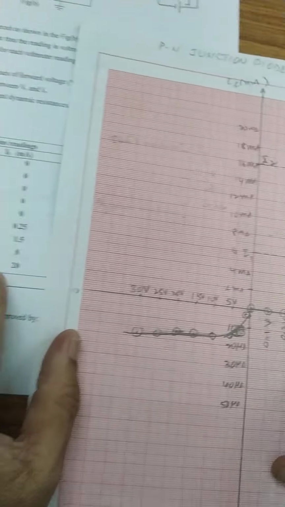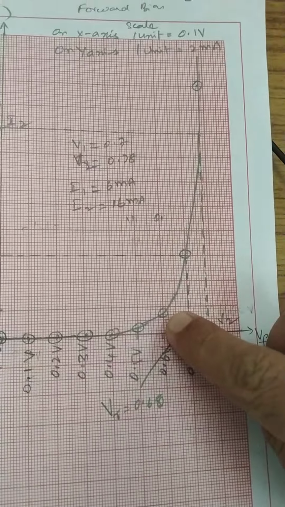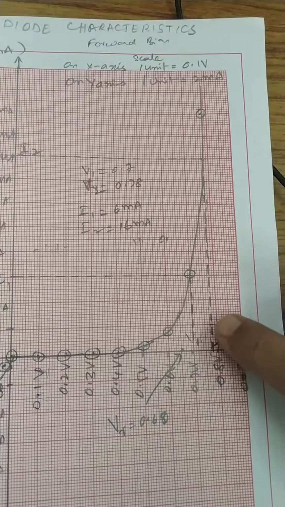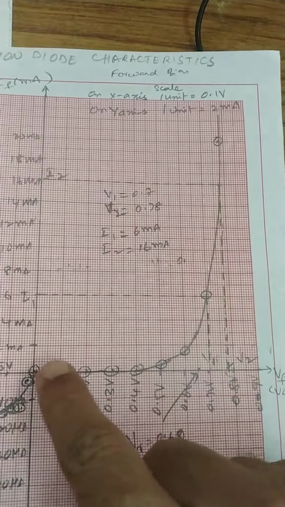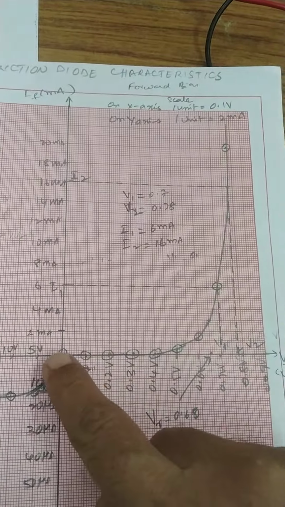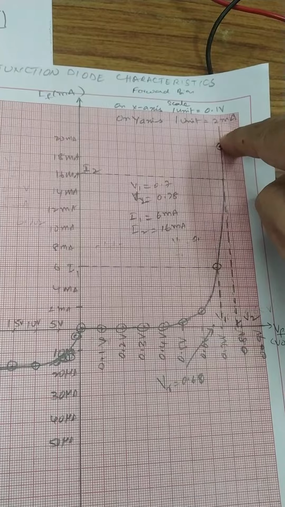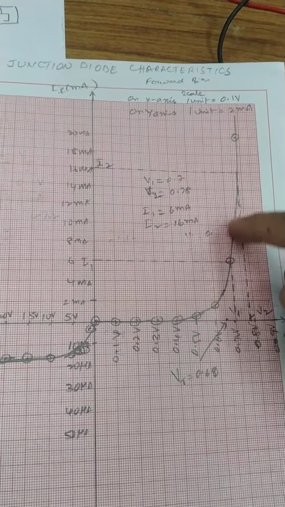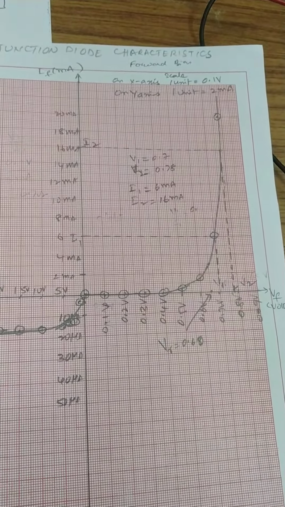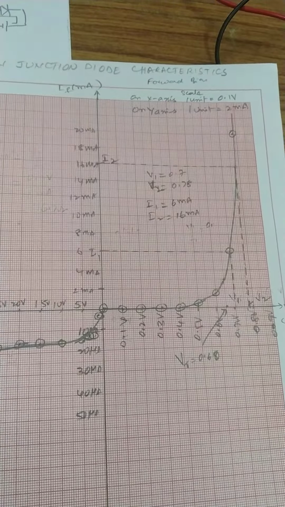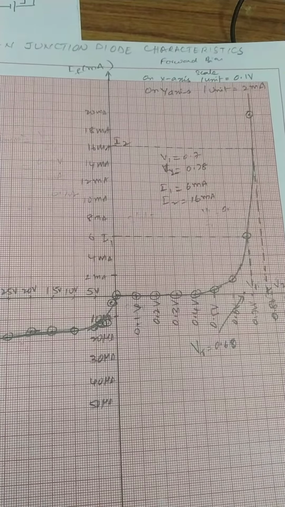Then 0.6, 1.5 milli. Then 0.7, 8 milliamps. Then 0.78, 20 milliamps. Locate all the values and draw a freehand sketch. We will get the forward bias characteristics like this. So this is the graph for the forward bias connection.